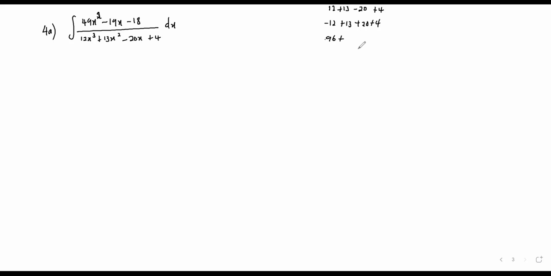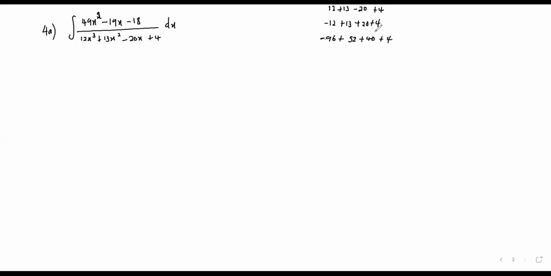Let's try minus 96 plus 4 by 13. That's 52. Plus 40 plus 4. I think this one is working, eh? Plus 40 plus 4, 96. Yeah, this is 0. Okay, better.